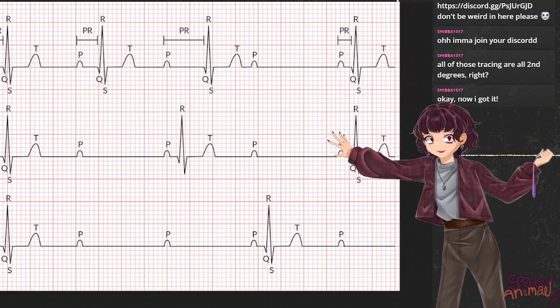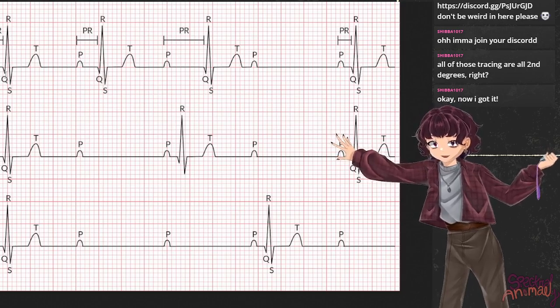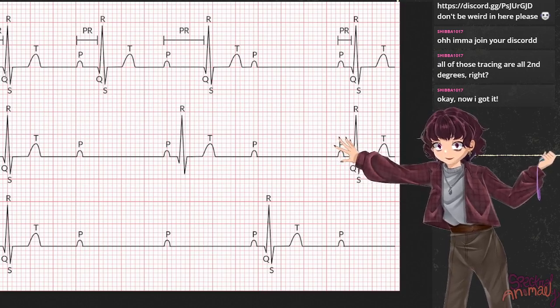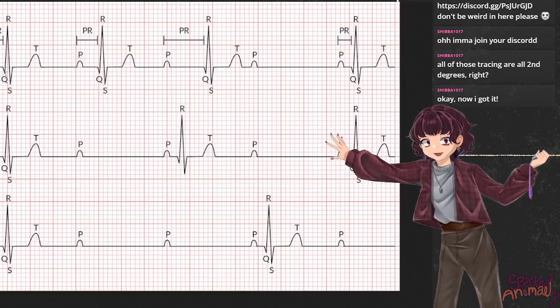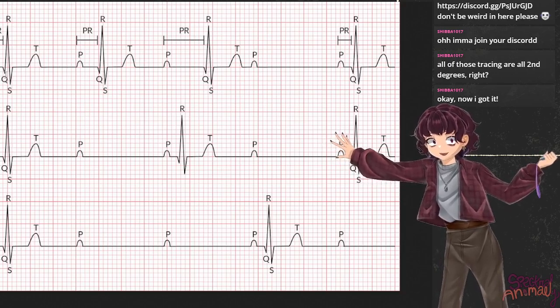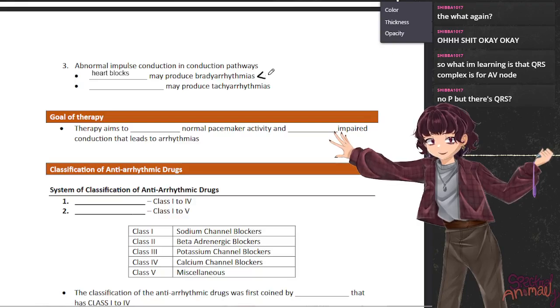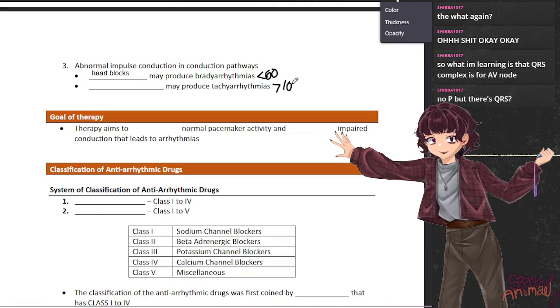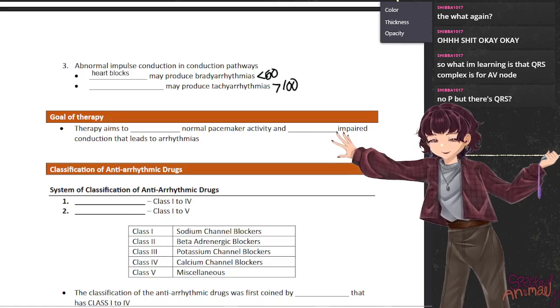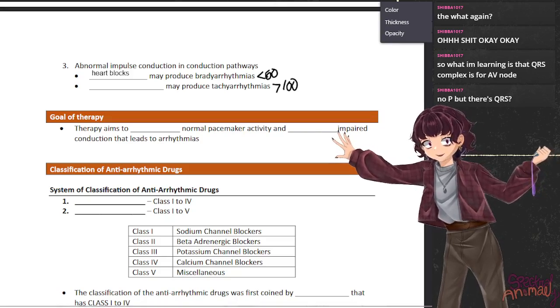Third degree heart block is a complete block with no conduction between the atria and the ventricles. P waves and QRS waves have their own regular rhythm. They're not talking to each other anymore. Bradyarrhythmia is going to be less than 60, tachyarrhythmia greater than 100. That's what tachyarrhythmias and bradyarrhythmias are.